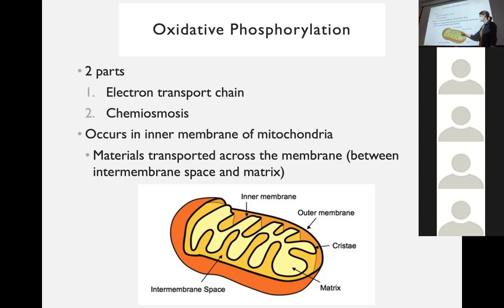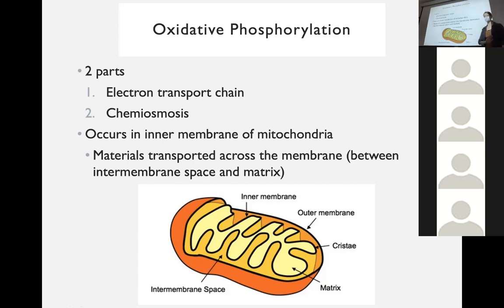That means we're transporting them between the matrix of the mitochondria, which is the innermost section of the mitochondrion, inside both of the membranes. So in here, this would be the matrix, the innermost part. And then the intermembrane space.